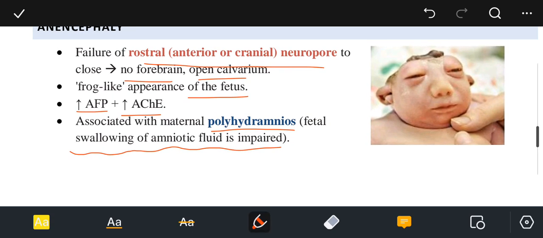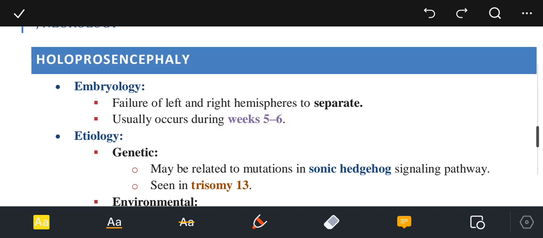So this is the picture of the frog-like face and everything like that, and there is no brain at all. So this is the picture of anencephaly, and these children are not viable with life.